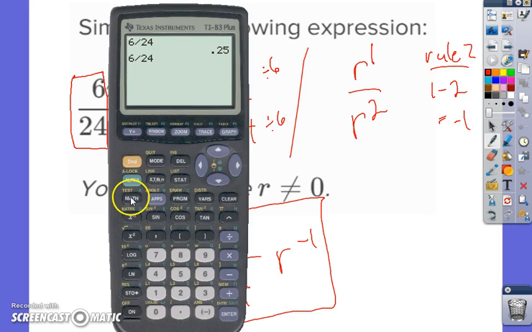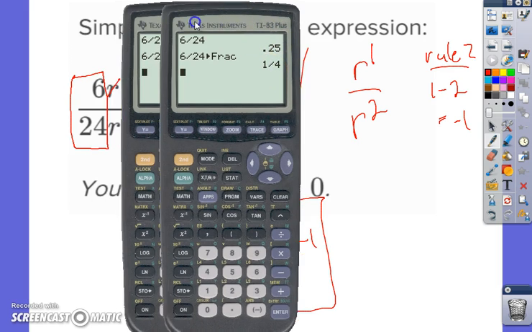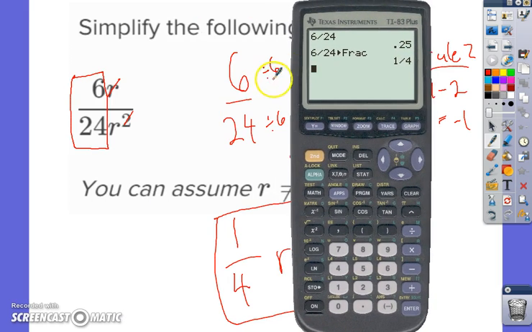So instead of just pushing enter, I'm going to go to math, this button here, and then I'm going to pick fraction. It's going to spit out, actually what it's doing is turning any decimal into a fraction, but in this case the decimal 0.25 is equal to 1/4. Does that make sense? Yes, it does. If I divided the numerator and the denominator by 6, I would have gotten 1/4. So that's 1/4 right there.